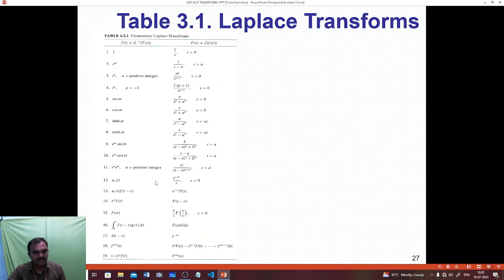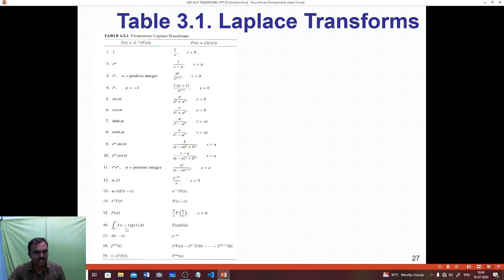And u of t is nothing but e power minus cs by s, s greater than 0, and u_c of t f of t minus c is e power minus cs F of s, and e power ct f of t is F of s minus c, and f of ct is 1 by c F of s by c. Already we saw that property, f of at, here f of ct is given, so a is replaced by c, right?